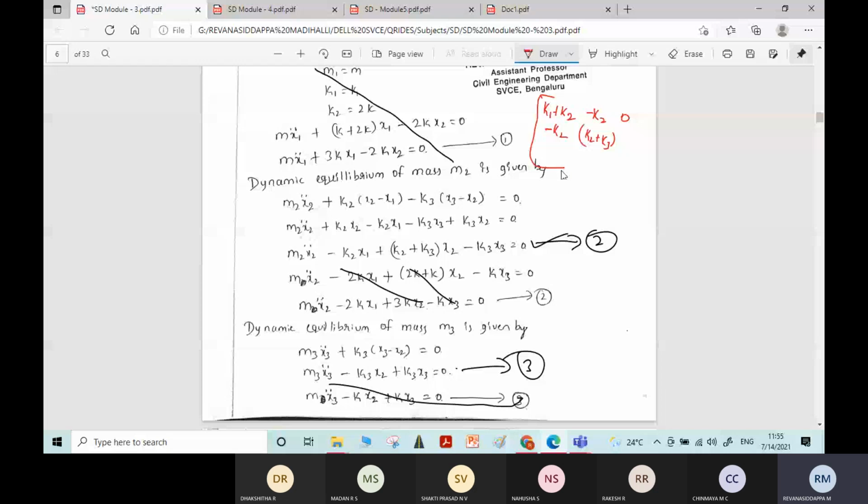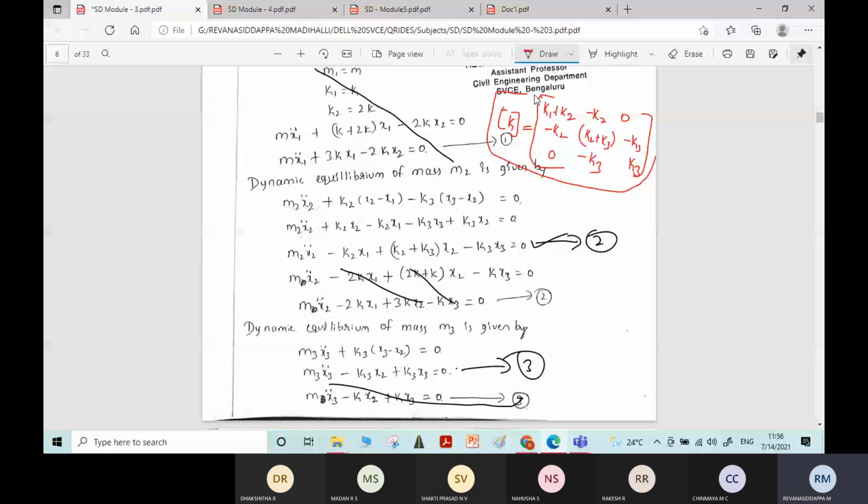Then referring to equation number 3, coefficient of x1 is 0. Coefficient of x2 is minus k3. Coefficient of x3 is plus k3. All of you remember this equation. This is a standard and constant matrix for all the problems with 3 masses, m1, m2 and m3. This is the standard stiffness matrix.